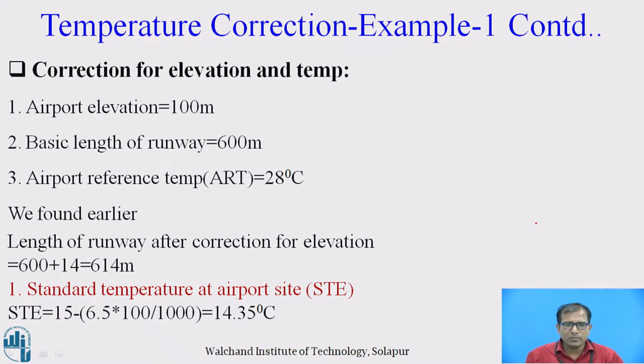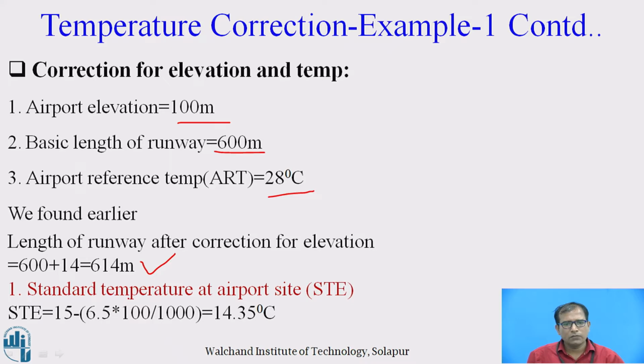We will continue with the temperature correction, again taking the same example solved in the elevation correction. Elevation is given as 100 meter and the basic runway length is 600 meter, and now we will take a new ART value of 28 degrees. We already know that the correction of elevation is done, giving 614. Now we will continue with the temperature correction.